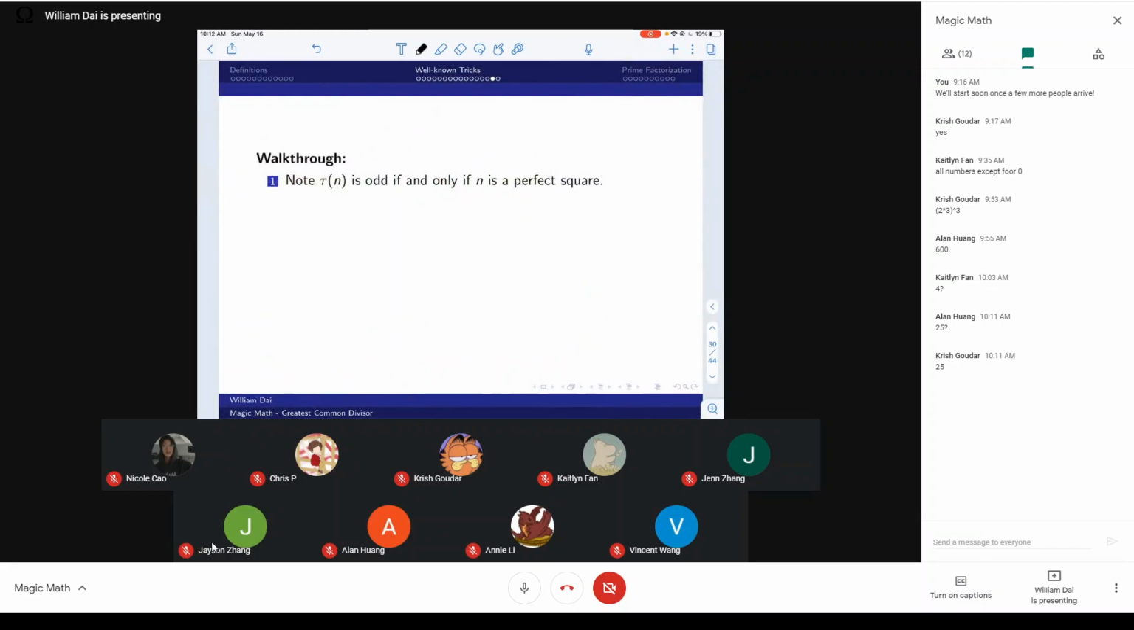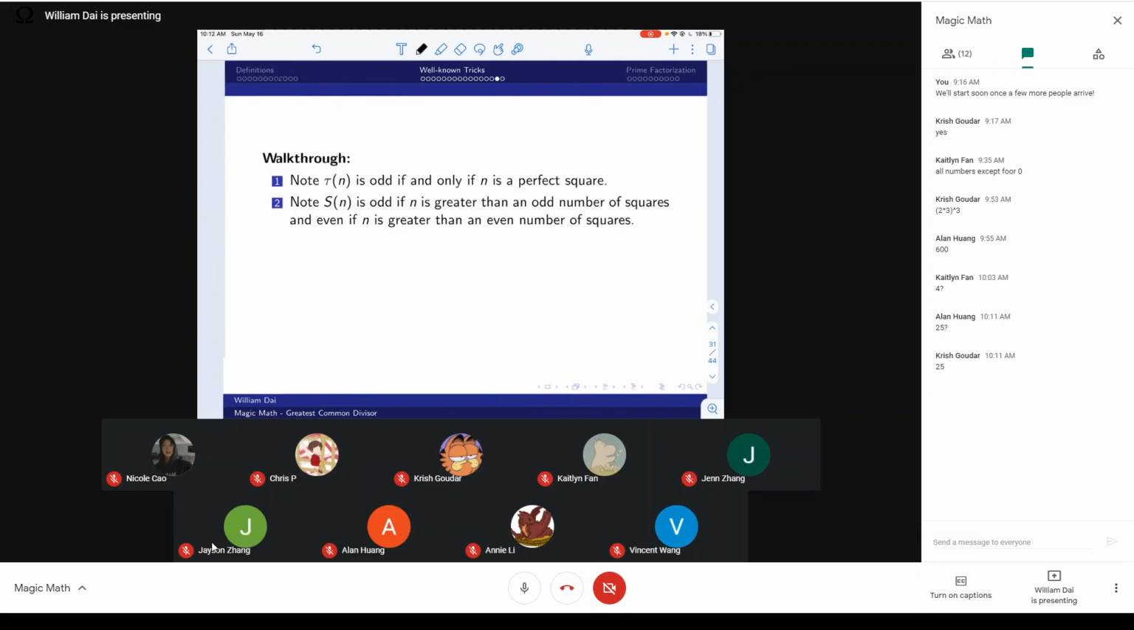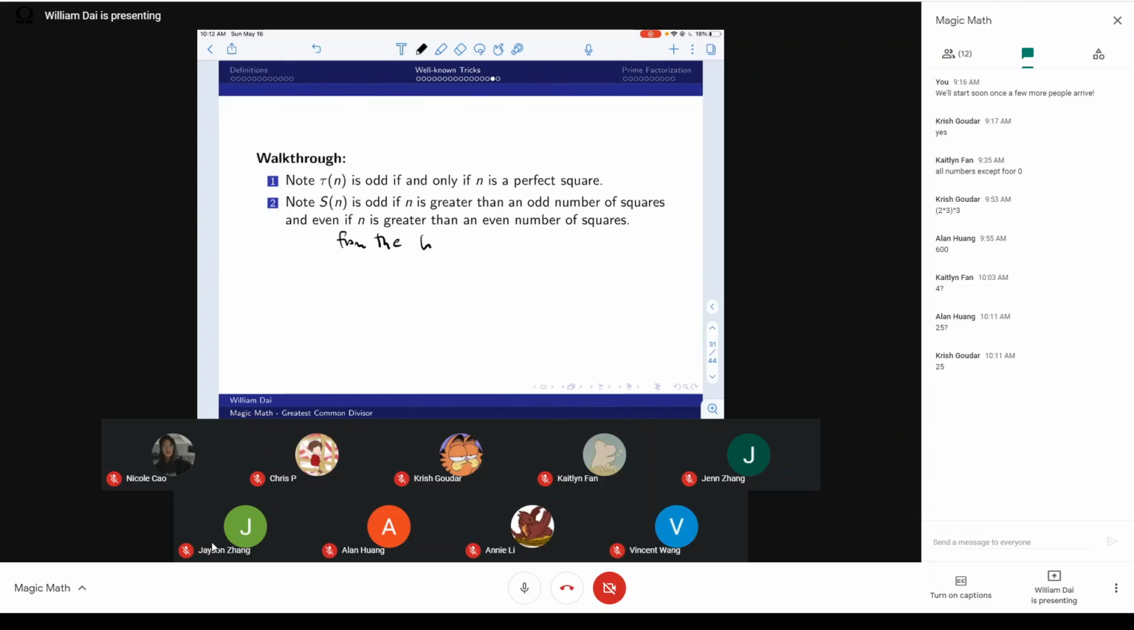So this is the same as my hint here. So tau n is odd if and only if n is a perfect square. We talked about this before. And so Sn is odd if n is in an odd number of squares, because again from the hint, Sn can be thought of as being toggled whenever we go from Sn minus 1 to Sn, which is Sn minus 1 plus tau n, if tau n is odd, which is equivalent to n being a perfect square.